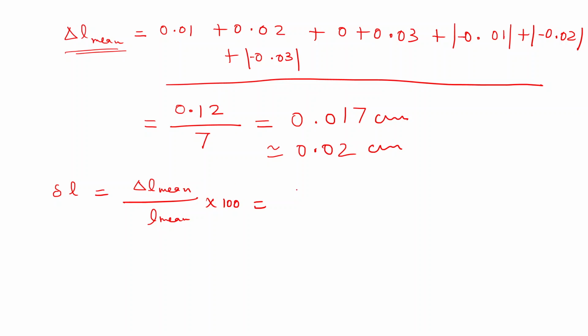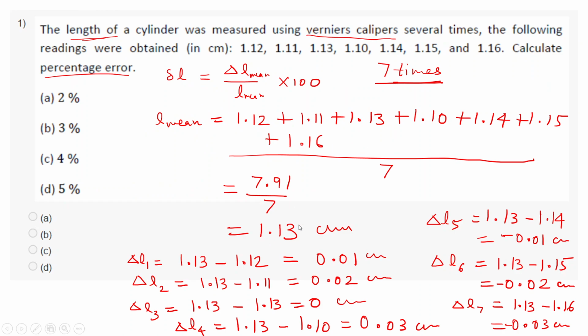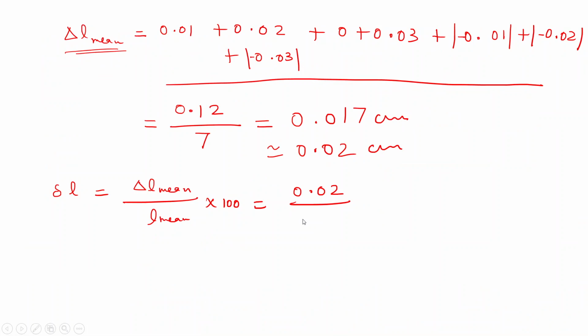So this delta L mean, I got 0.02. L mean we had found up to 2 decimal digits, that was 1.13 centimeter. So final answer, let me see, 0.02 divided by 1.13. If I am calculating with my calculator, it will give me 0.017699115. Maybe if you have a scientific calculator, it may give even more decimal digits. Right now I'm just using my phone's calculator.